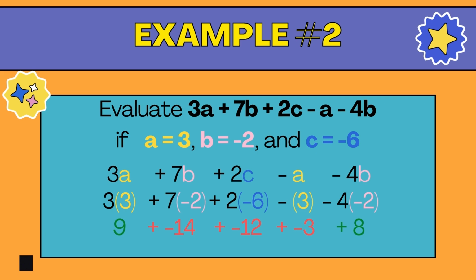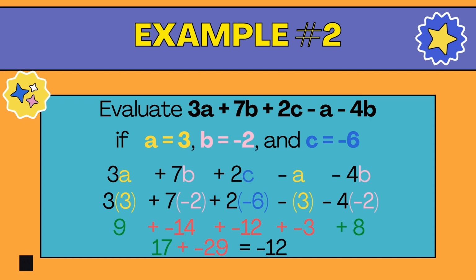Now to help us add all these terms together, I went ahead and highlighted the positive numbers in green and the negative numbers in red. Let's try adding together the positive numbers first. 9 plus 8 is 17. Then we have our negatives, negative 14, negative 12, and negative 3. Since they're all negatives, we can add their absolute values together, and we get 29. But because they were all negatives, it's a negative 29.